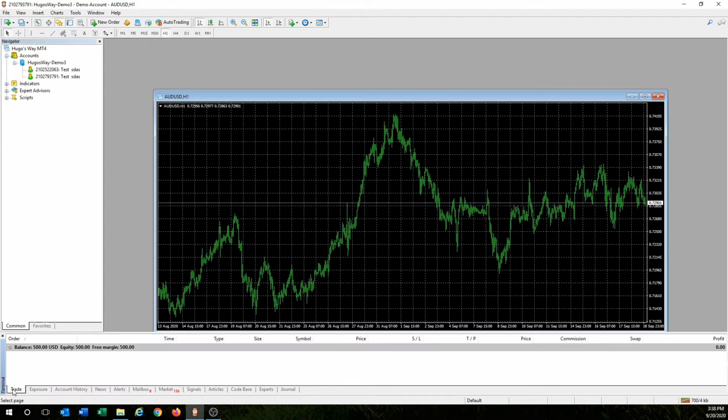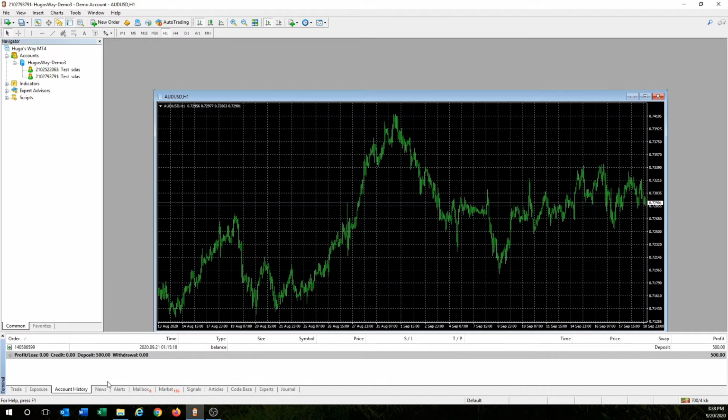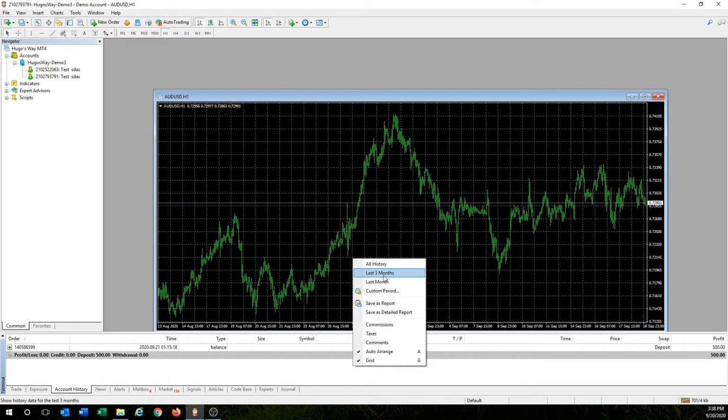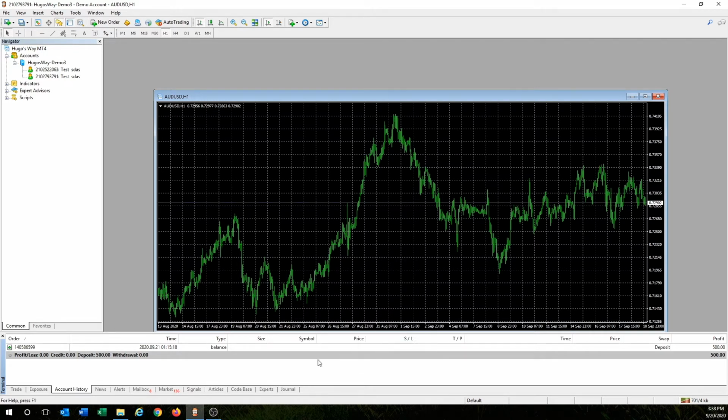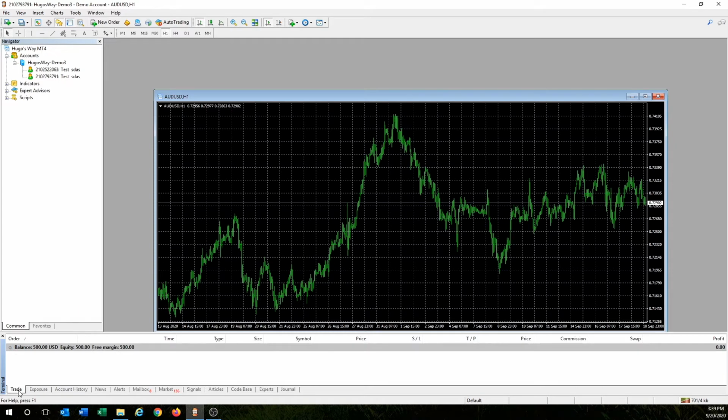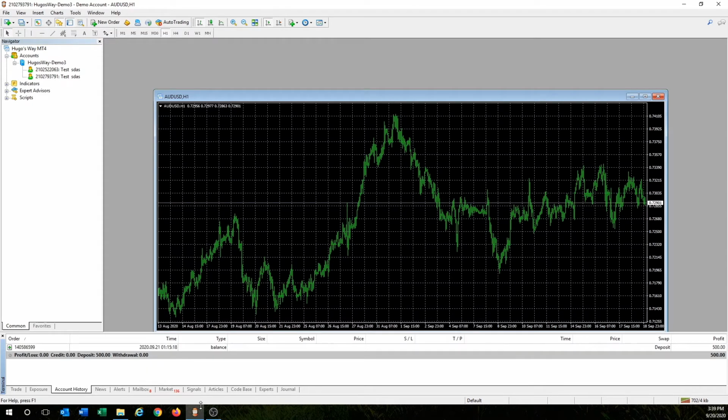And so we want to be familiar with the trade tab. Account history is where it's going to show you the trades you've taken in the past, whether they're wins or losses. It just orders them here. You can right-click on here and go view the last 3 months. So it'll just keep a list of all your trade history in here. Basically, we're always going to leave it on the trade tab, and then sometimes you'll like to look at your account history and journal.